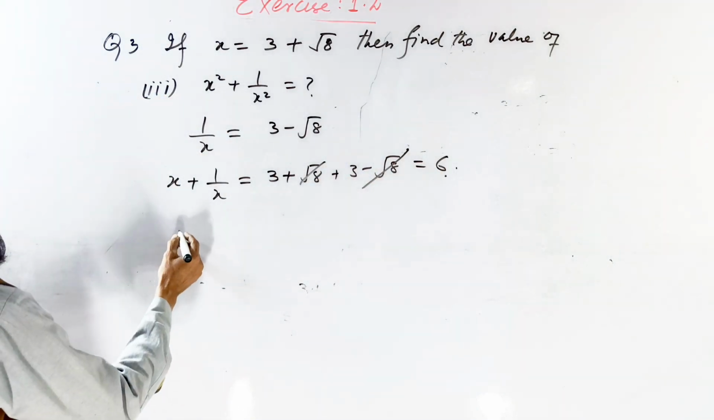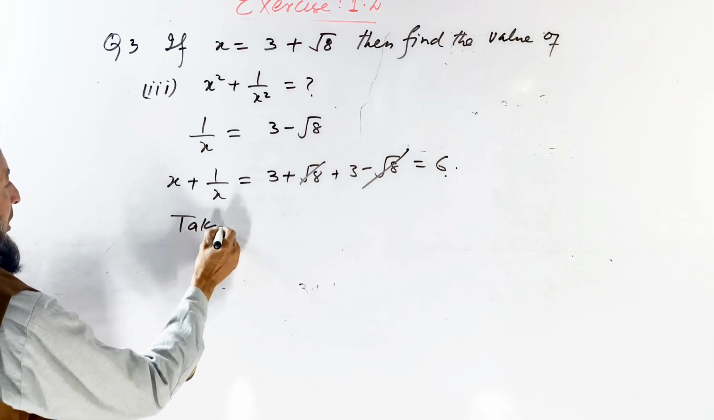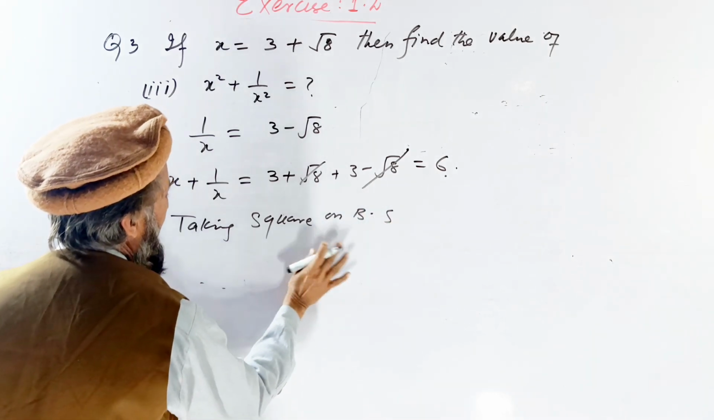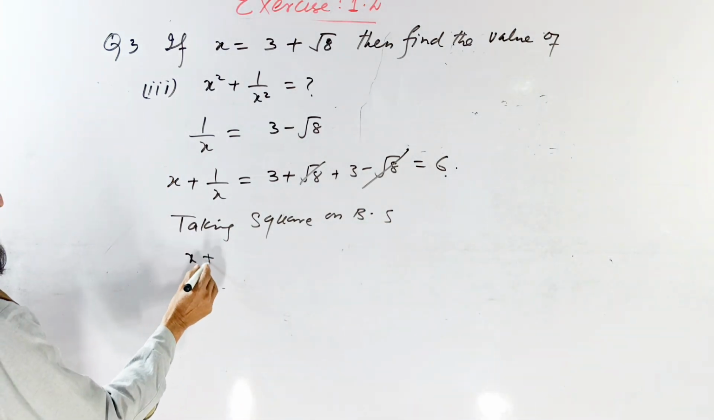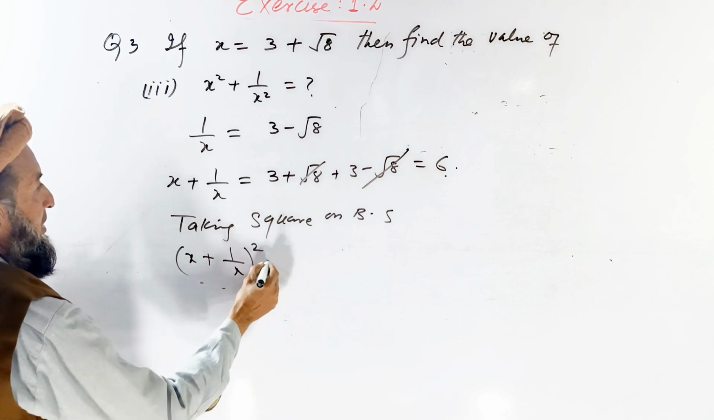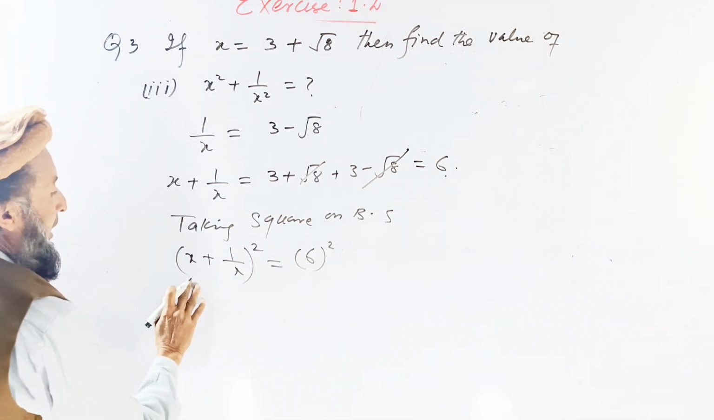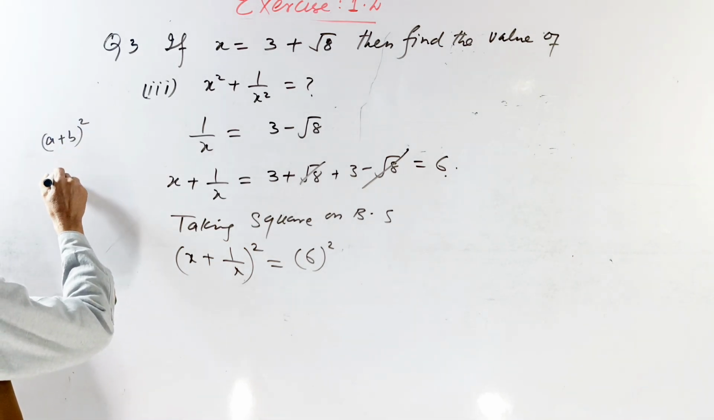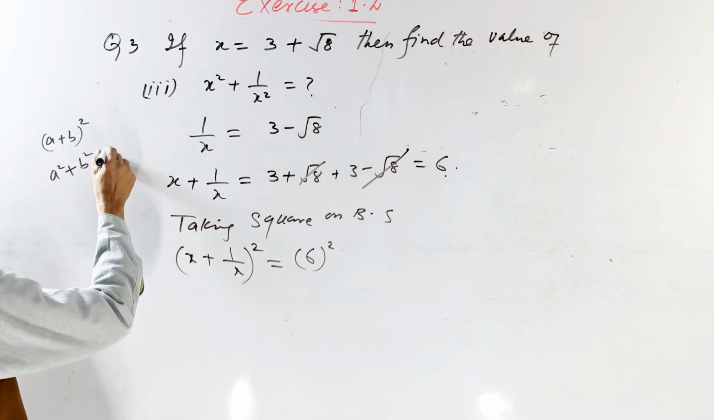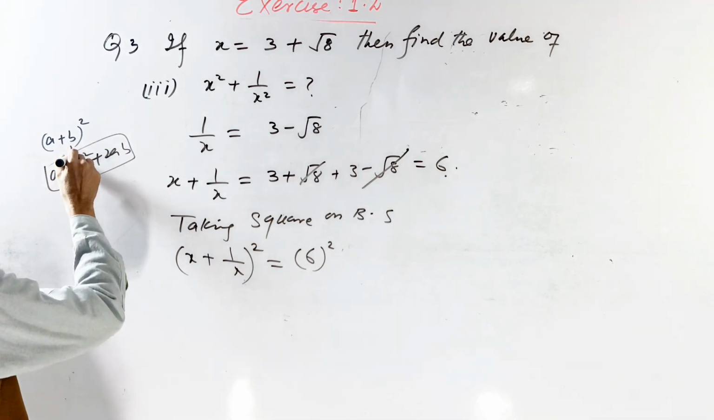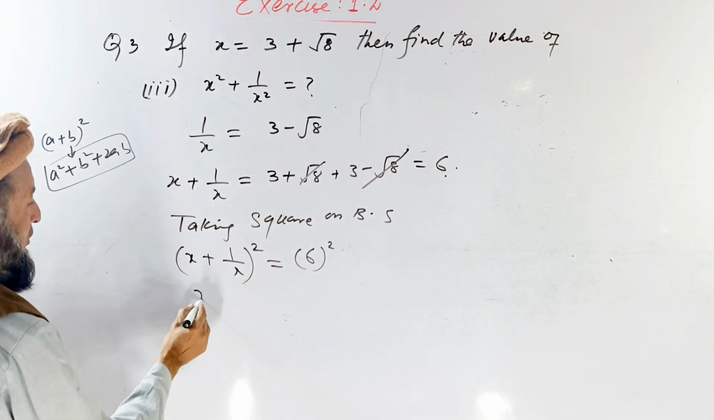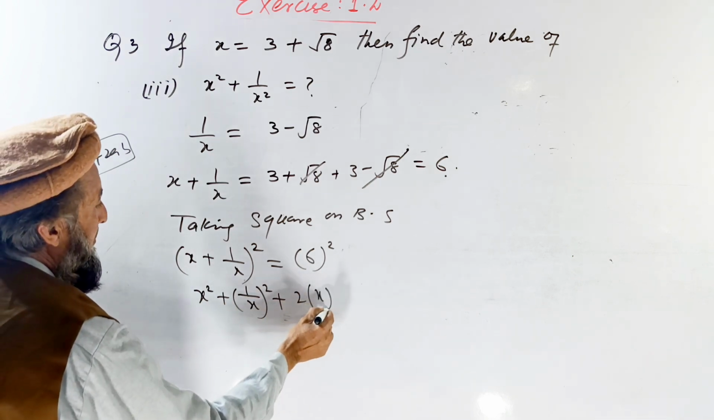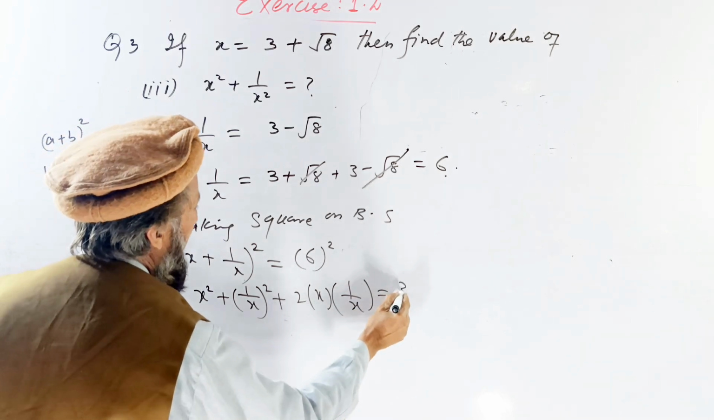Now taking square on both sides of this equation. So (x plus 1 over x) whole square is equal to 6 whole square. Now according to the formula, (a plus b) whole square equals a square plus b square plus 2ab. So we apply here x square plus (1 over x) whole square plus 2 into ab is equal to 36.